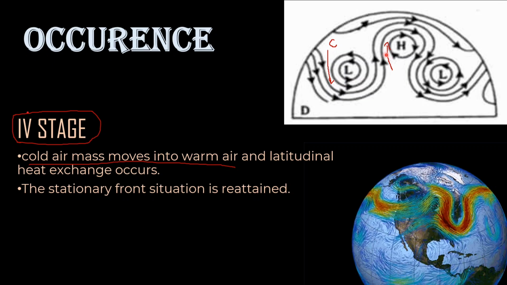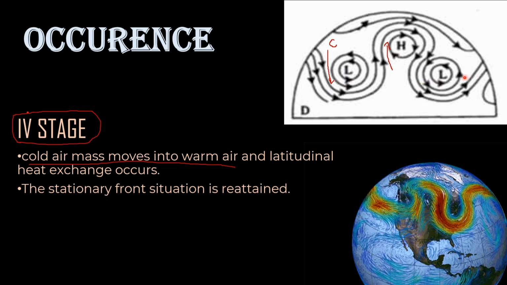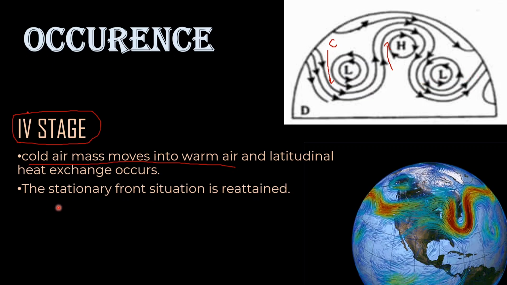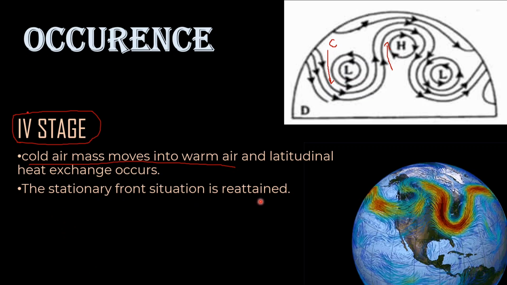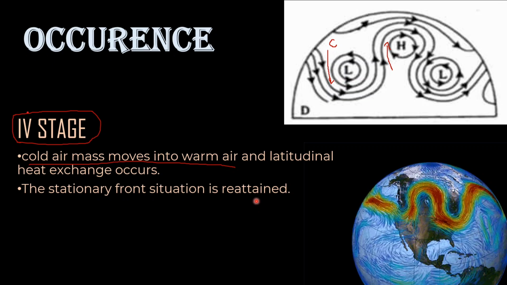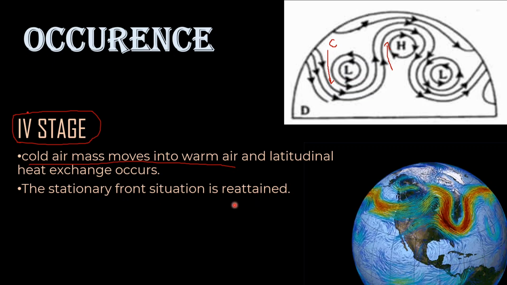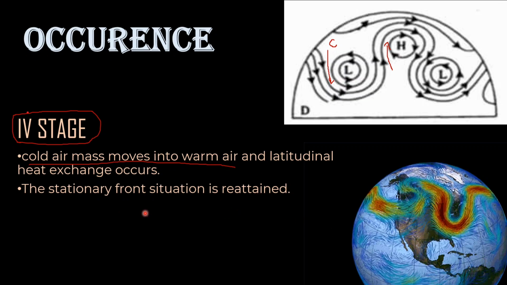So high pressure occurs here and low pressure here. Then finally a stationary front situation is re-attained. Again it goes back to the same situation as the first stage, a stationary front. It is a cyclic process. It will happen again and again.